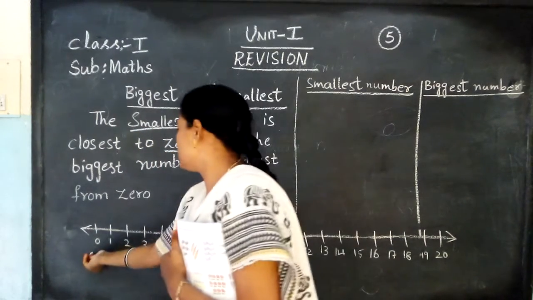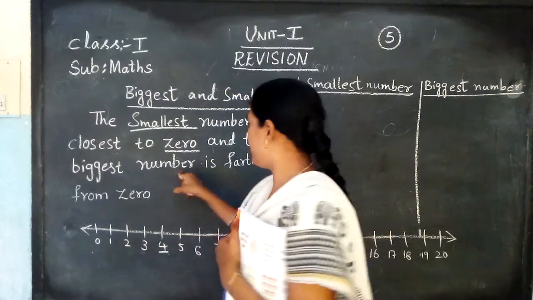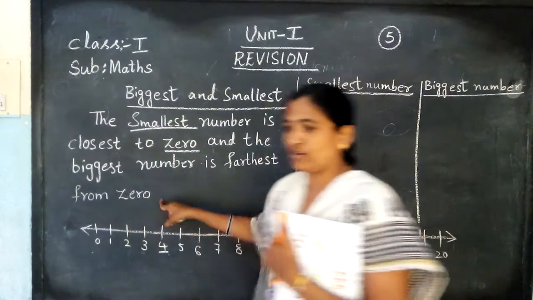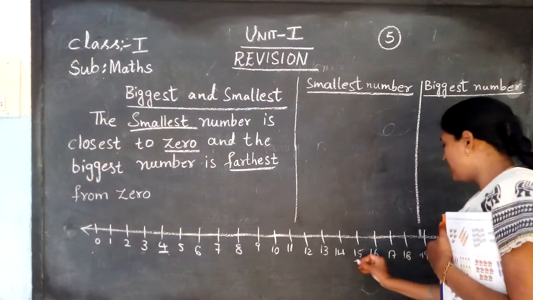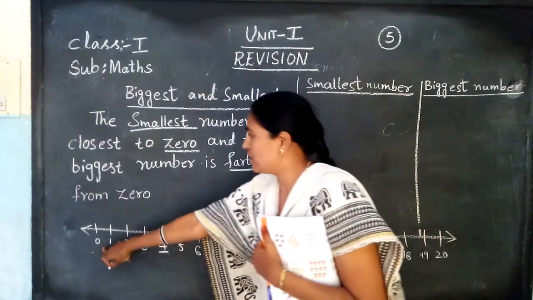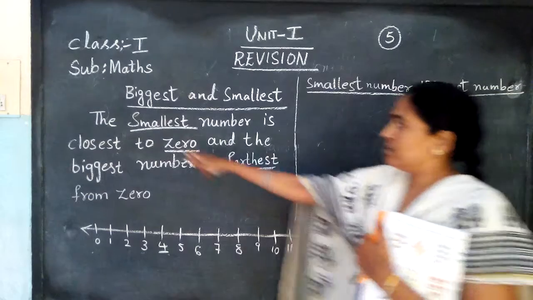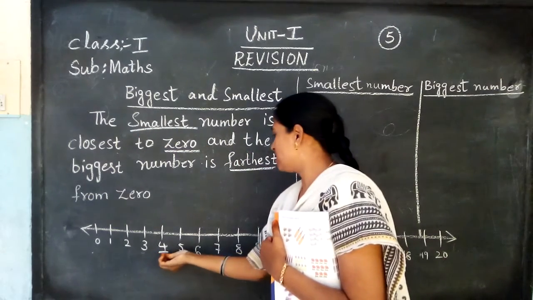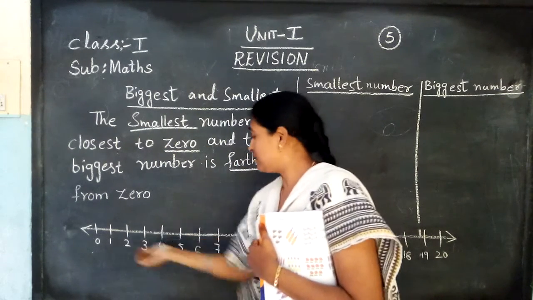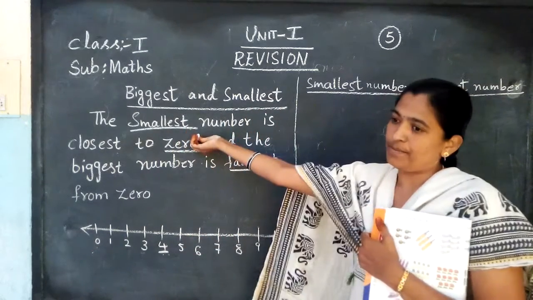4 is close to the 0, no? That is the smallest number. And the biggest number is farthest from the 0. Farthest means, I am taking the number 15. 15 is farther than 0, no? That's why it is the biggest number. The smallest number is closest to 0, which means 4 is near 0, it is closer. That's why it is the smallest number.